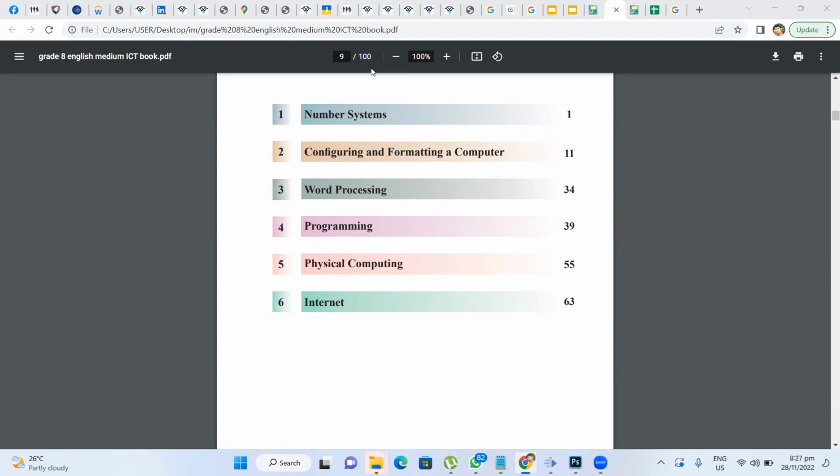The very first lesson is the number system. This number system lesson is there in mathematics subject too. We have learned about the decimal number system. So what are the symbols in the decimal number system? Can you remember the symbols? How many symbols are there in the decimal number system and what are they? Yes, can anybody tell?